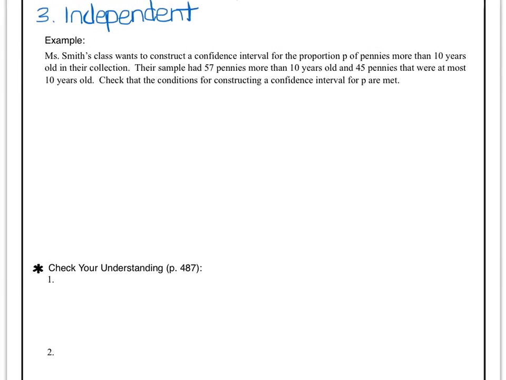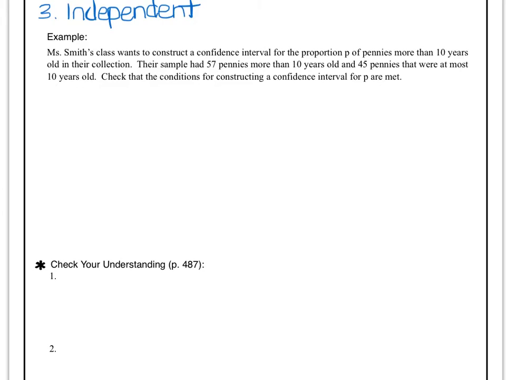So for example, let's look at this. Miss Class wants to construct a confidence interval for the proportion of pennies more than 10 years old in their collection. Their sample had 57 pennies more than 10 years old and 45 that were at most 10 years old. Okay, so that's important information to remember: 57 that were more than 10 years old, 45 that were at most 10 years old. Check that the conditions for constructing a confidence interval for p are met. So 1 would be random.